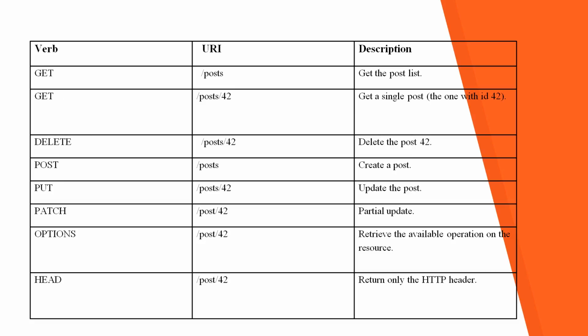So they are predefined verbs, and you can see all the verbs that can be used in REST services over here: get, delete, post, put, patch, options, and head. All these verbs have different meanings. For example, get means that you are just getting the resources, for example, the employee list only.